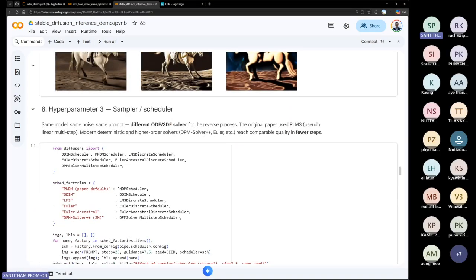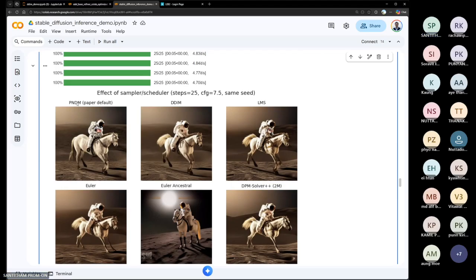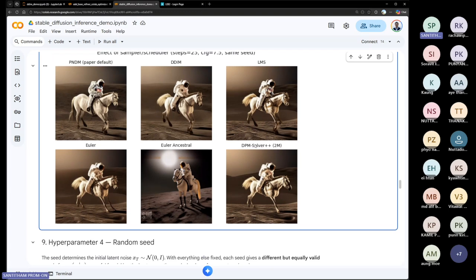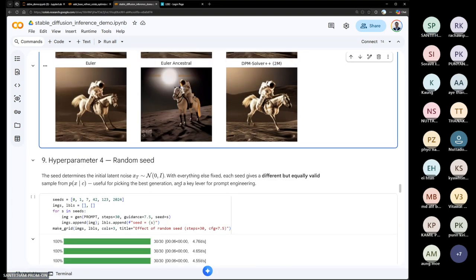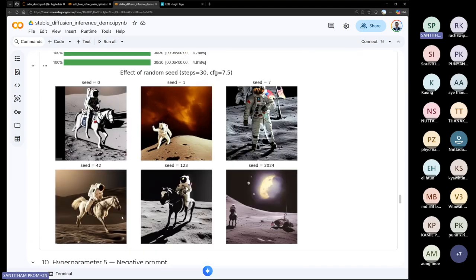This is the evaluation of samplers and schedulers: PNDM, DDIM, Euler Ancestral, and DPM Solver++ 2M. Each of these. Random seed, right? You get a different image for a random latent.